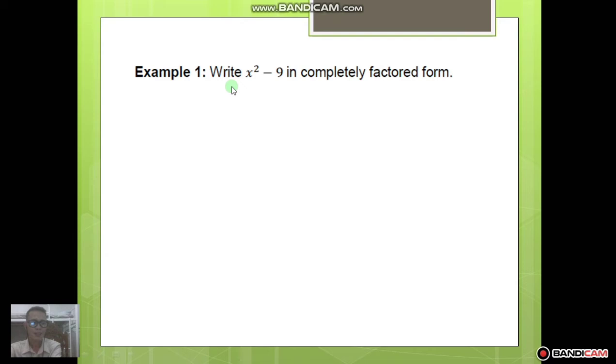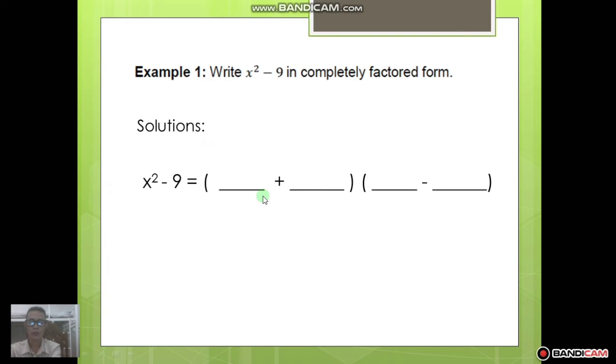Okay, let us take this example. Write x squared minus 9 in completely factored form. We are going to apply the method that I had introduced to you just a while ago. Solution: this is the expression. We need to draw first two blank parentheses with different operations, plus and minus.